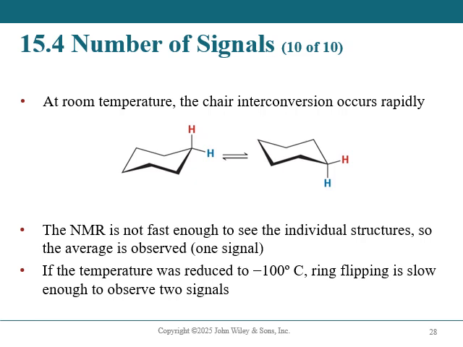If the temperature is reduced to minus 100 degrees Celsius or less, then that ring flipping is slow enough that you actually get to see those 2 signals.